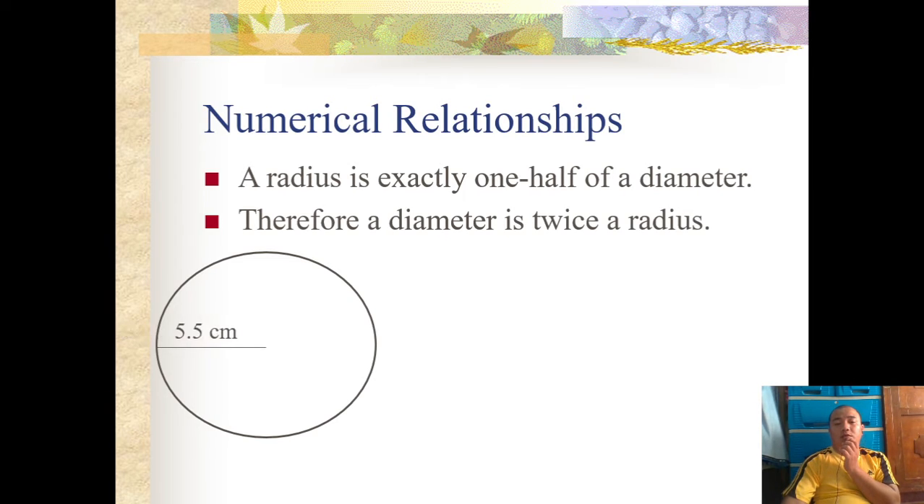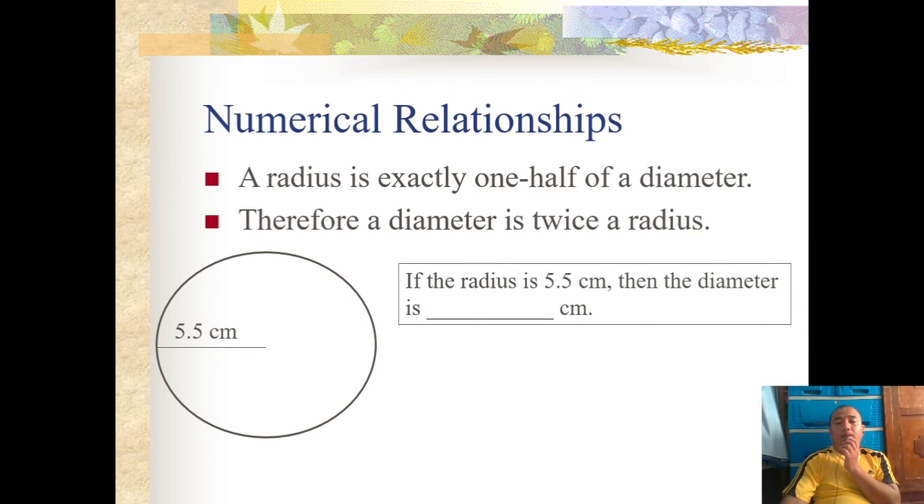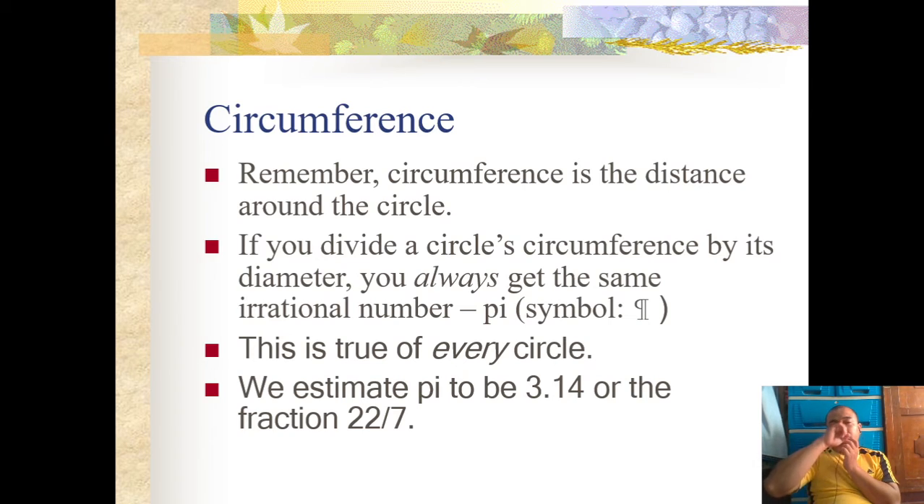Yan yung radius, 5.5 cm. So if the radius is 5.5 centimeters, then what is the length of the diameter? 5.5 times 2 is 11 centimeters. Twice the radius is the diameter. So remember, circumference is the distance around the circle. If you divide the circle's circumference by its diameter, you always get the same irrational number, pi.